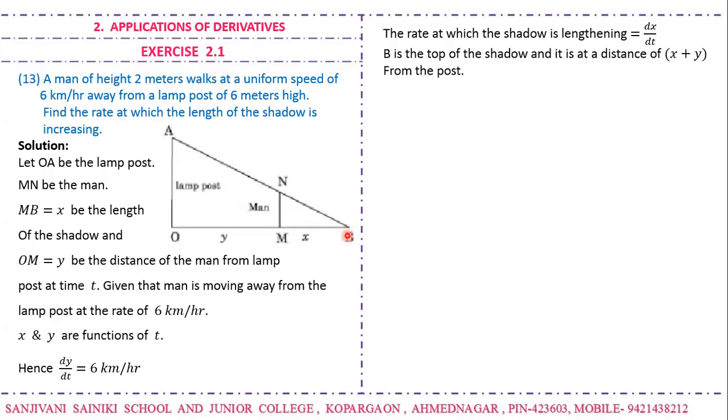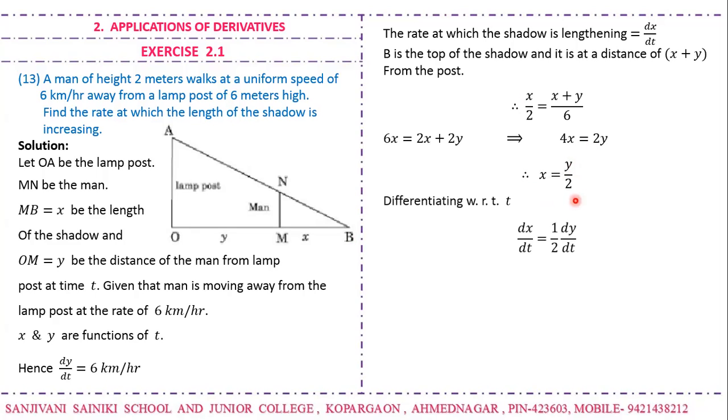Now here B is the tip of the shadow and its distance is x plus y from the lamppost. So this is the distance x, this is the distance y. So the point B, the tip of the shadow, is at a distance of x plus y from the lamppost. So using the result from geometry, x upon 2 is equal to x plus y upon 6. So cross multiply and simplify, you get 4x is equal to 2y. So x is equal to y upon 2.